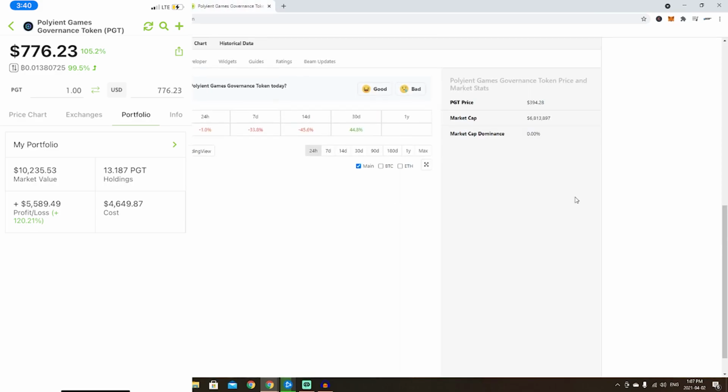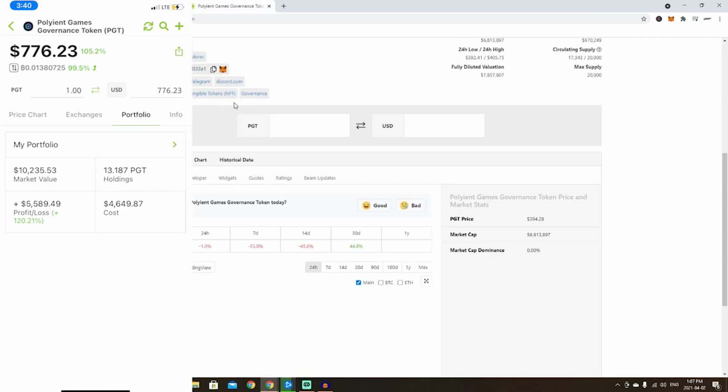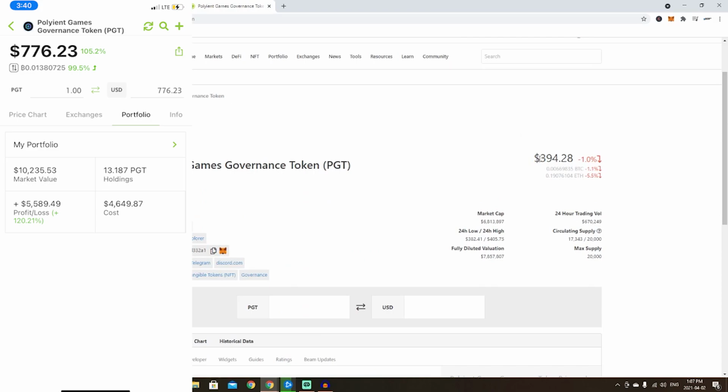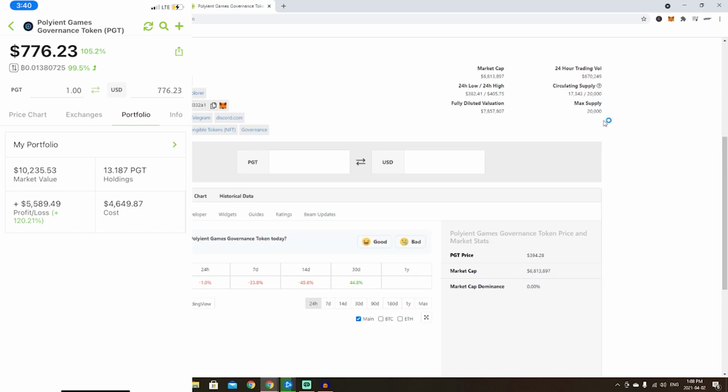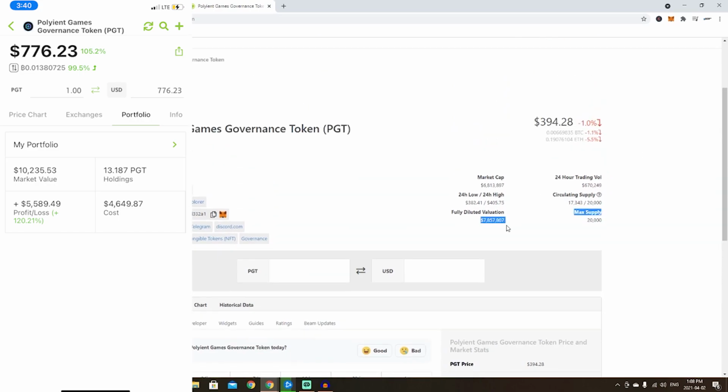I believe in the future, this token has the potential to do anywhere, probably I would say a few thousand dollars and up. The all-time high for it is 2,800. There's only a 20,000 max supply, and that's why I got in. Fully diluted valuation, 7.8 million. The market cap though is only 6.8, so it's extremely early potential still. So a free hint for you guys if you want to get in it.